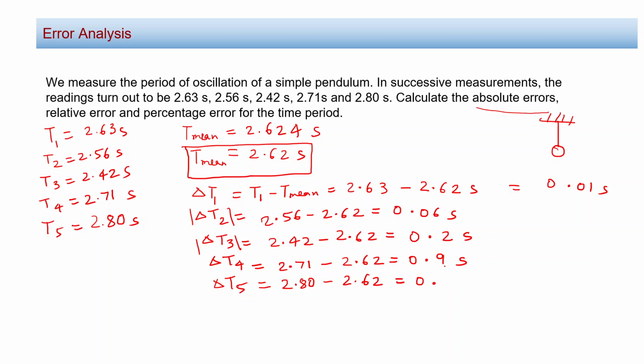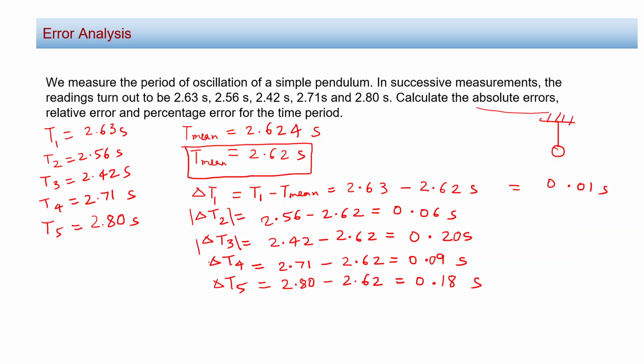2.8 minus 2.62 is 0.18 seconds. This is what I'm getting here. I should take care of the decimal digit also. This is fine. I should write it correctly like this because there are two decimal digits here. Oh, this is a mistake. It should be 0.09 and this will be 0.8 seconds. So these are the absolute errors I have found.